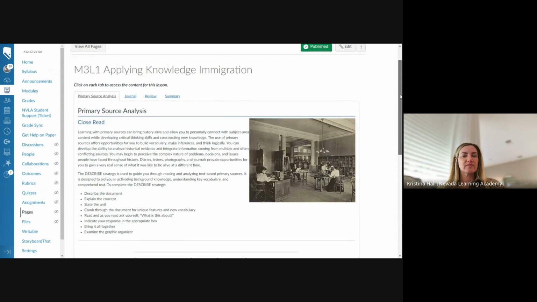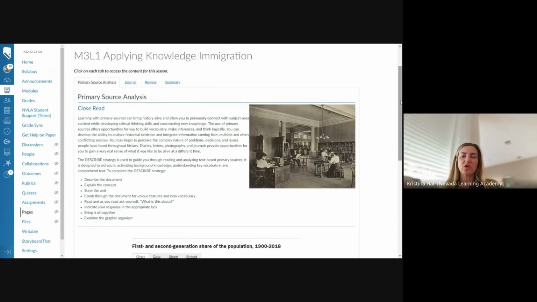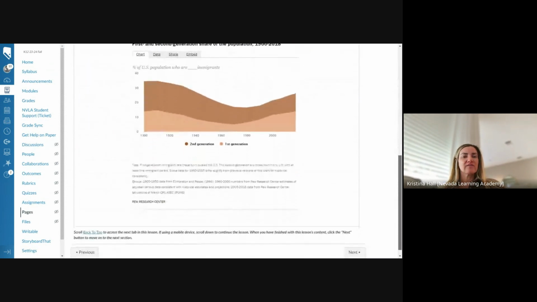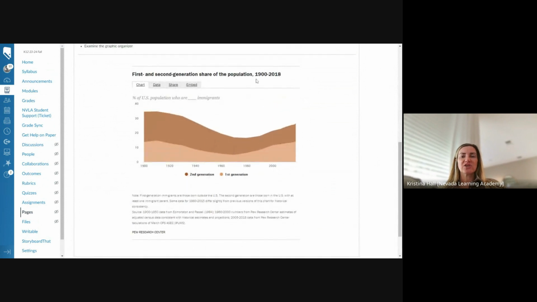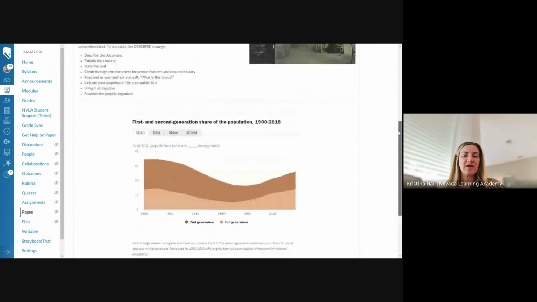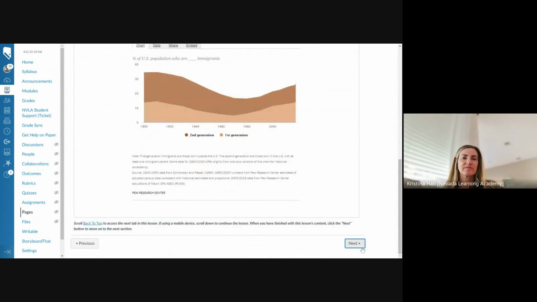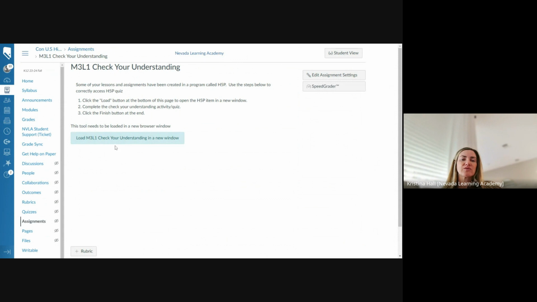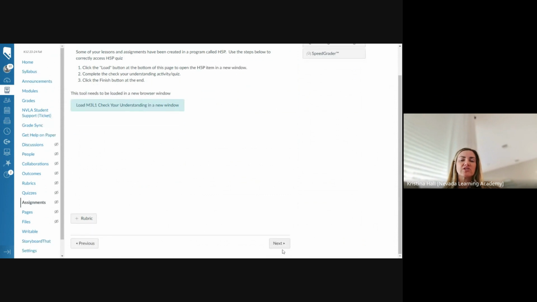So, okay, this is a good historical look. It's going to give us some data, first and second generation population. So really how much population has increased from immigrants. So it's going to show, and it looks like it's just the graph, okay? So you'll respond to the graph. This is where you'll do your checking for understanding questions, okay, that are going to test your knowledge of the lesson.